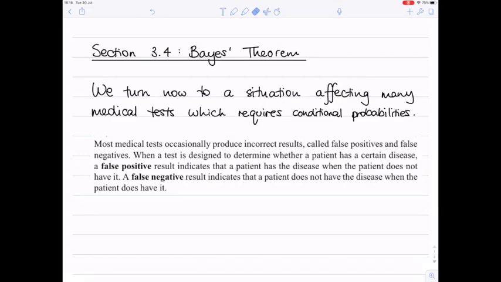We're going to use conditional probabilities to investigate quite an important aspect affecting many medical tests. As I'm sure you're aware, as medical science has improved, people have developed tests to see whether people have diseases which might not be obvious to the naked eye. But no tests are 100% accurate, and there are different ways in which medical tests can fail.